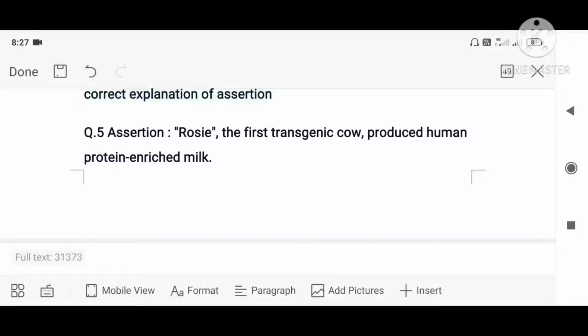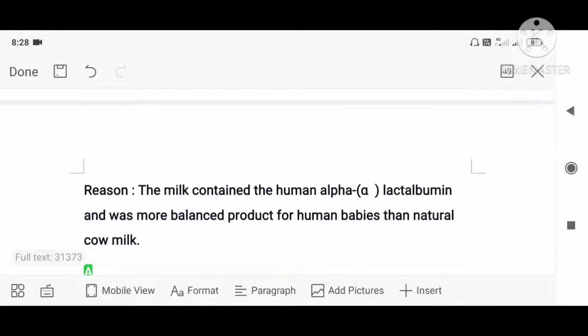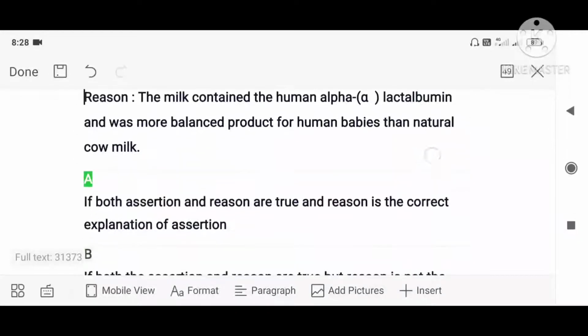Rosie, the first transgenic cow, produced human enriched milk. Isn't this alpha lactalbumin we have learnt. So Rosie is the first transgenic cow, yes, and it produced human protein enriched milk compared to a normal cow. So the assertion is correct. The reason: the milk contained the human alpha lactalbumin and was a more balanced product for babies than the natural milk. This is also sounding correct, right? So the answer will be both assertion and reason are correct. Enriched milk with alpha lactalbumin is present in Rosie, which is comparatively good compared to the normal cow's milk.